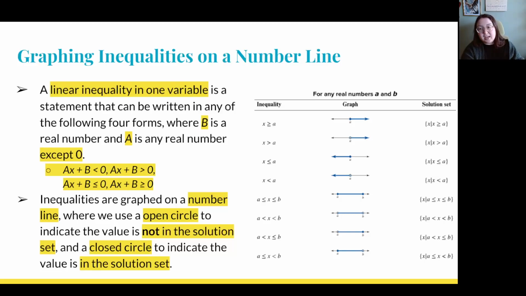A is less than or equal to x. It's the same thing as saying x is greater than or equal to a. And also x is less than or equal to b. So x can be found anywhere between a and b.